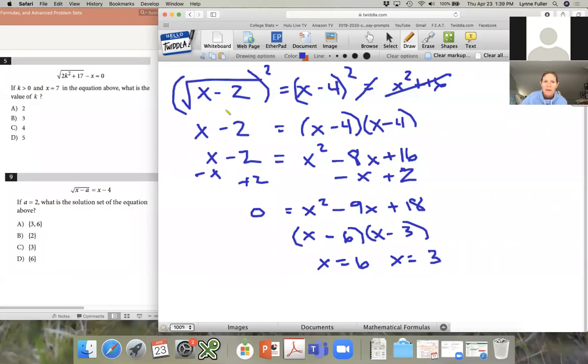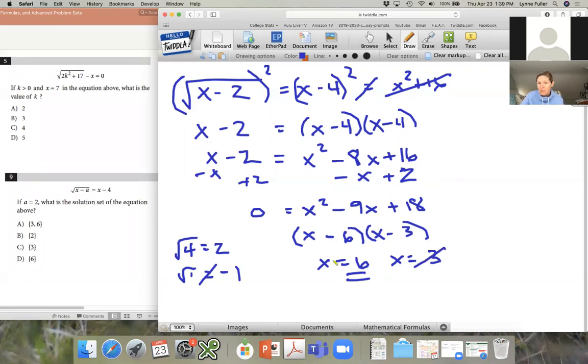If I go back to my original expression before I start squaring anything, I need to determine if the terms work. Well, let's try with 6 first. 6 minus 2 is 4, and the square root of 4 is 2, and 6 minus 4 is 2, so 6 definitely works. That checks the box. If I take 3 minus 2, that would be the square root of 1, but 3 minus 4 is -1. They are not equal, so 3 does not work.